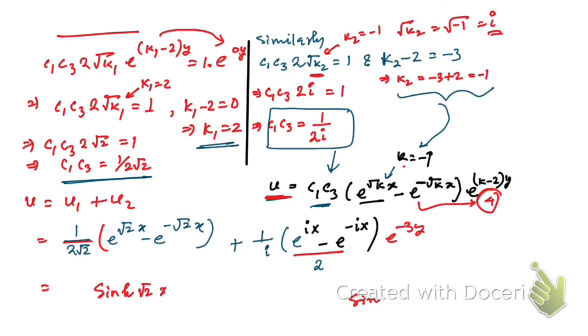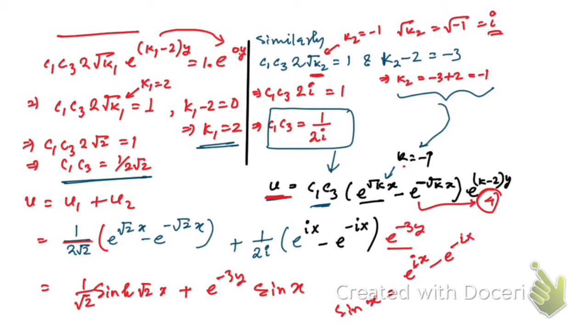So I'm going to write the formula here that I have used. Here you can see, this is going to be equal to 1 by root 2, sine hyperbolic root 2x, plus e to the power minus 3y. I have written this one first, then this one will be sin x. Because you see, sin x is equal to e to the power ix minus e to the power minus ix divided by 2i. This is equal to sin x. So I have used this formula, right? That's how we can solve this. So this is the final solution.